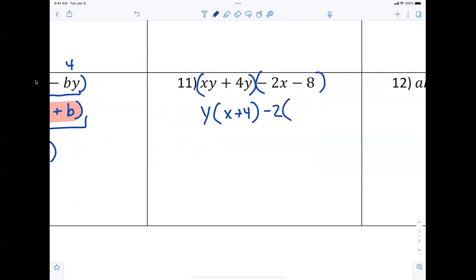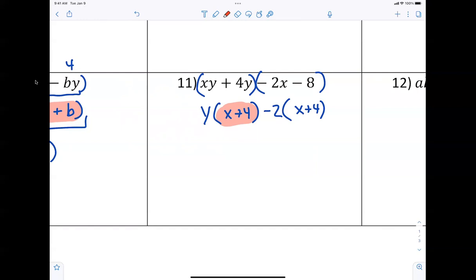Negative 2. What's left behind? X plus 4. Now I try to tell some kids I don't even have to do the second factoring. Why do I not have to do the second factoring? Same thing, because it's always the same thing. Always. So if you get the first one correct, then the second one should be correct.